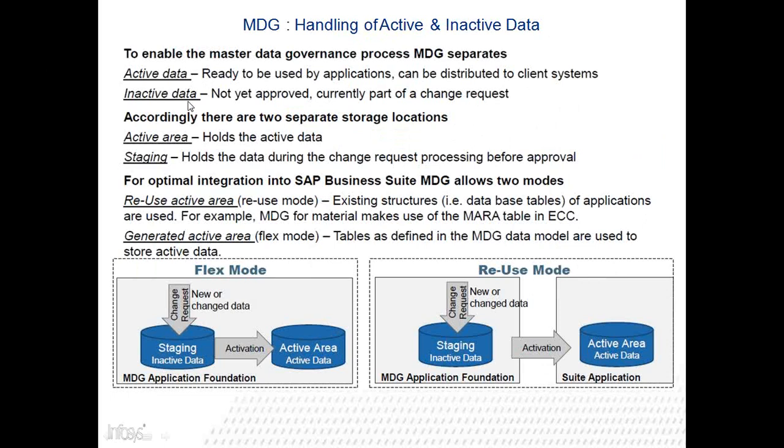Otherwise, you cannot use it. What exactly does inactive data mean? It is under approval, not yet approved, and currently it is a part of a change request. So inactive data is not available to use in any transactions. That is the terminology we normally use, active data and inactive data, in master data governance. So any questions here?